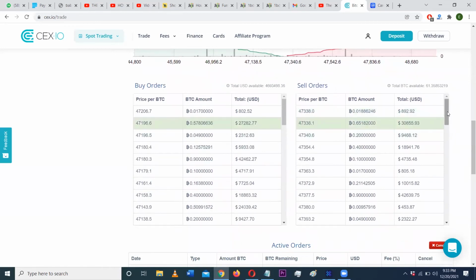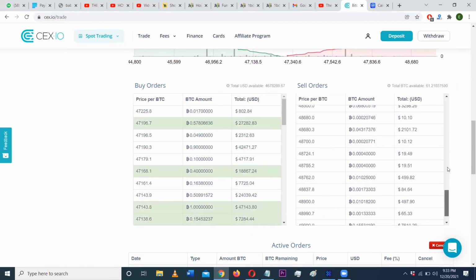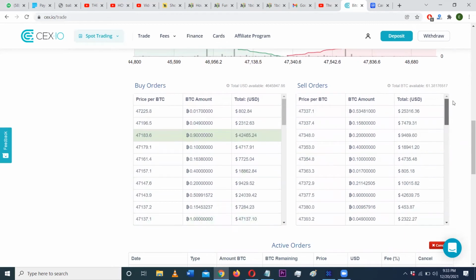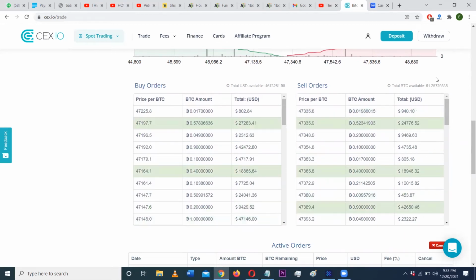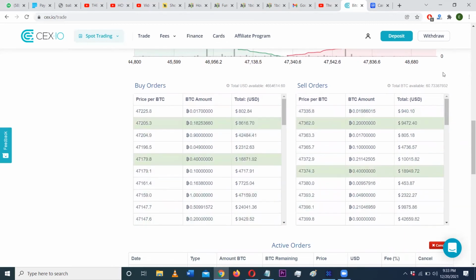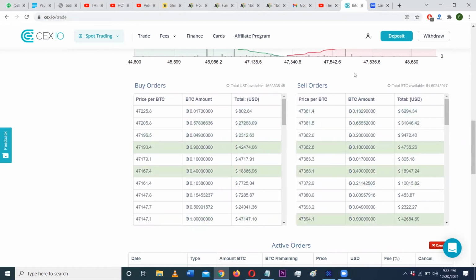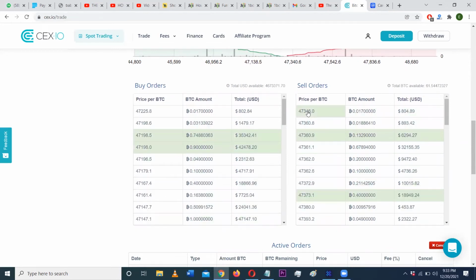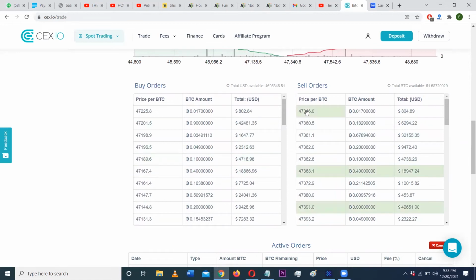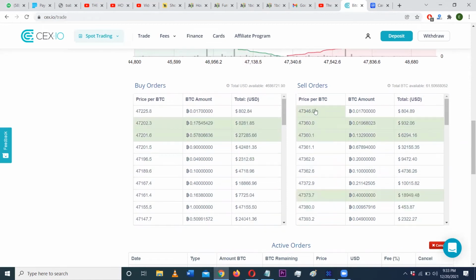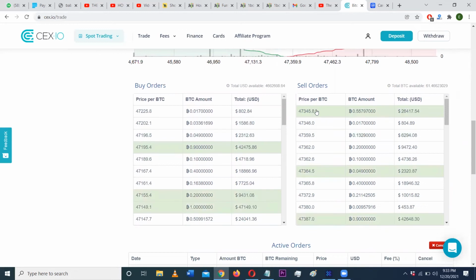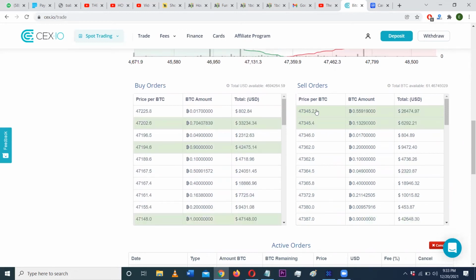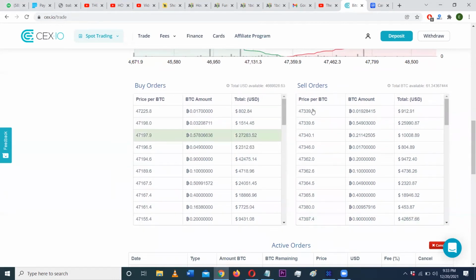So if I scroll down here enough, I don't know where it reaches. These are all the people trying to sell Bitcoin, right? It is ranked based on whoever's price is lower. So this person's price at $47,344 is very close to the market price. So his price is at the top.